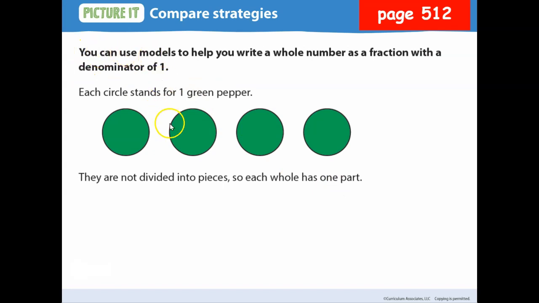Okay. You can use models. Wait a minute. Did I just do 4 circles? Yes, I did. You can use models to help you write a whole number as a fraction with a denominator of 1. Each circle stands for 1 green pepper. Okay, they're not divided into pieces. In other words, he doesn't have this. Are they divided? No, they're not. Okay, so each whole has 1 part.